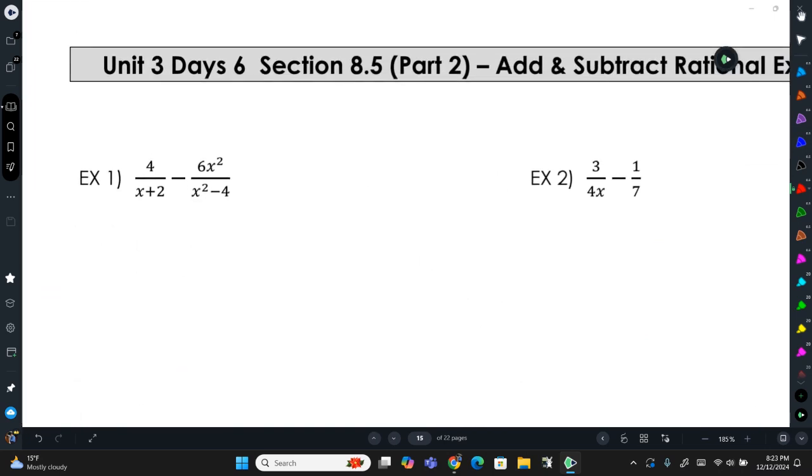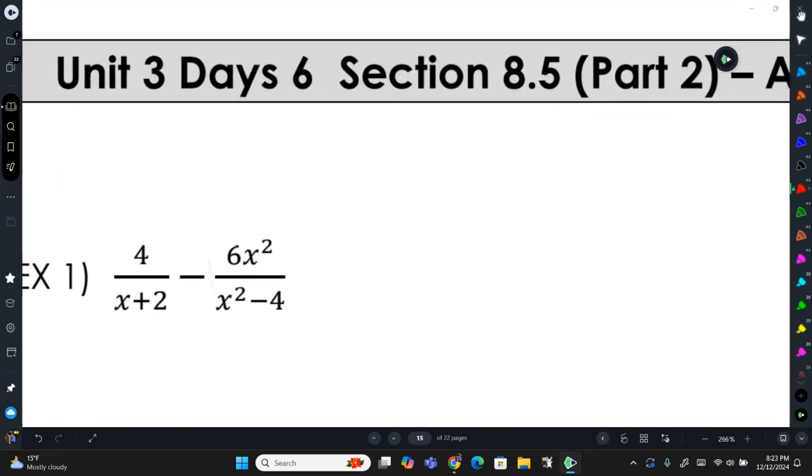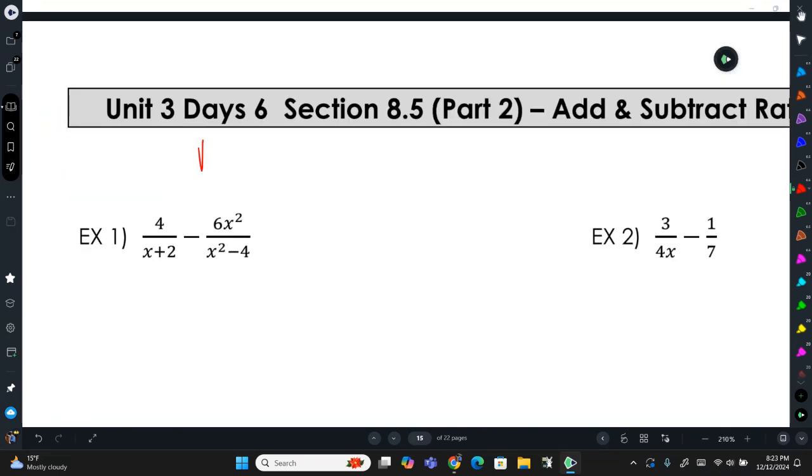So before we do any of these problems, we need to make sure to factor the denominator if possible. And then we can do what we did yesterday and multiply both fractions to get a common denominator.